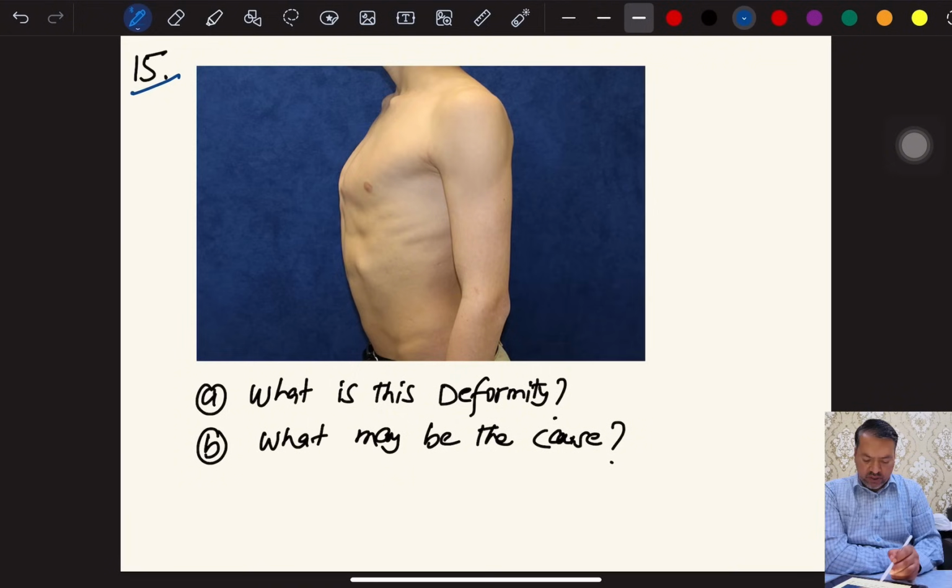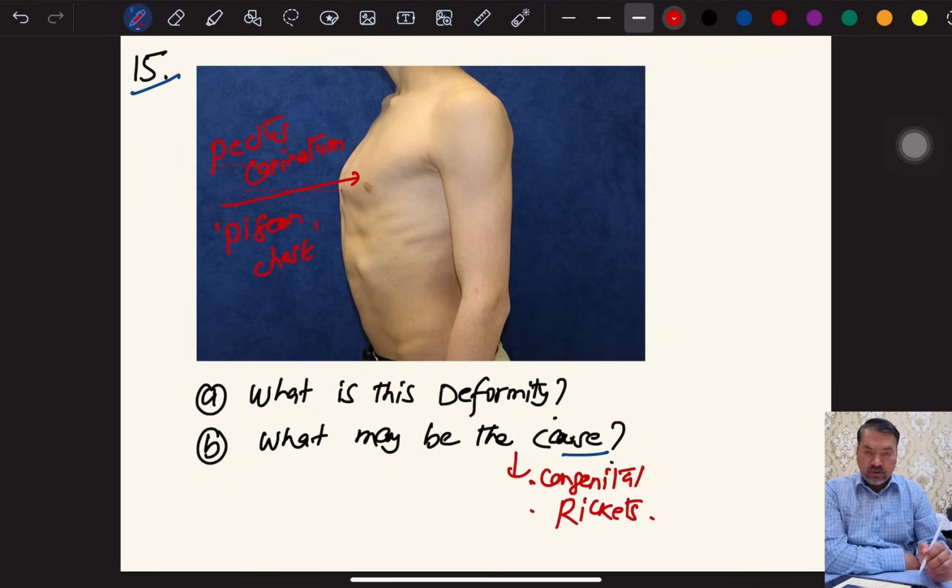Now another is question number 15. So here the question is, what is this deformity which is shown in the picture, and what may be the cause for this? Now see here, this patient is having bulging of the chest anteriorly. This is bulging of the chest anteriorly, and the name of this condition is known as pectus carinatum. Okay, pectus carinatum, also known as pigeon chest. Now sometimes it may be congenital, or sometimes it may be due to rickets. Now, rickets is caused by vitamin D deficiency, and in rickets, most of the bone becomes softer and wider, and this type of deformity can be developed.